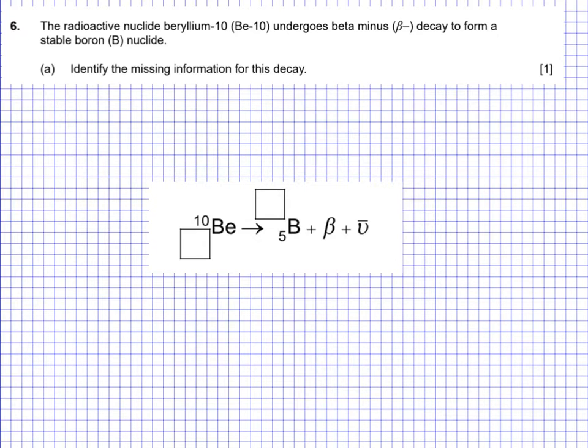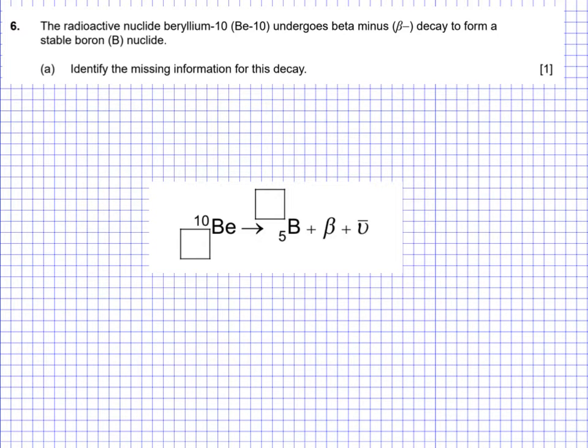This one is from May 2018, standard level paper 2, and this is the last question, question 6. Here we have a radioactive nuclide, beryllium-10, undergoing a beta minus decay to form stable boron nuclide. Our first task here is just to identify the missing information on this nuclear reaction.